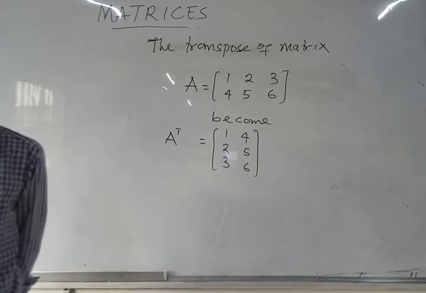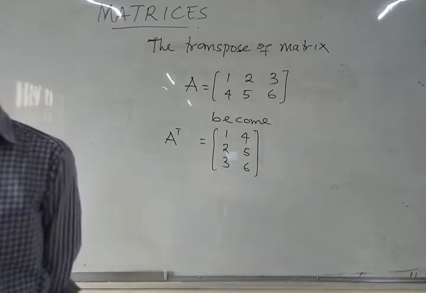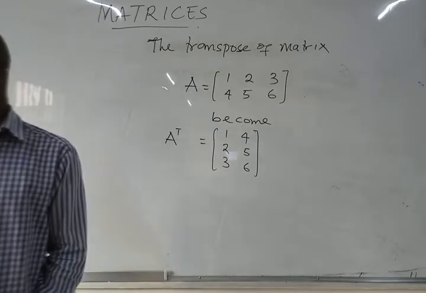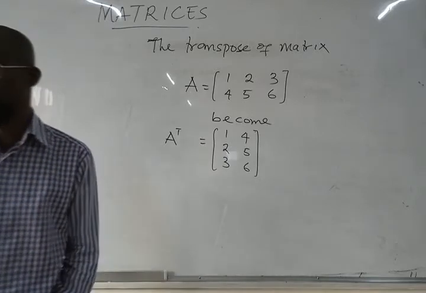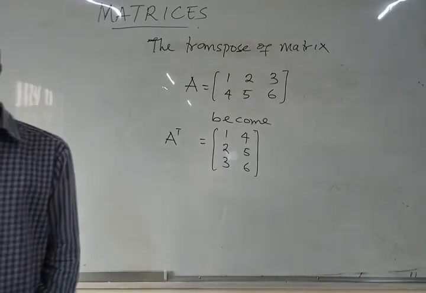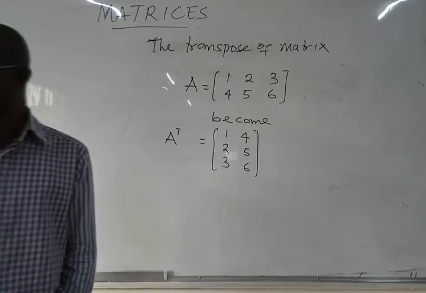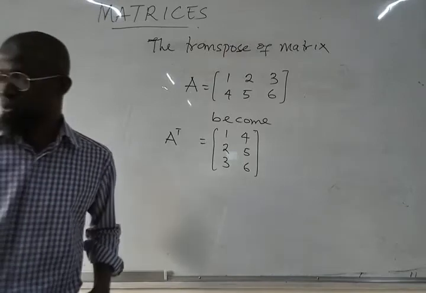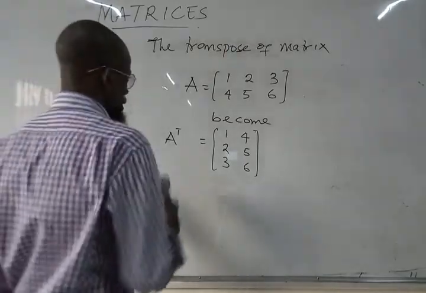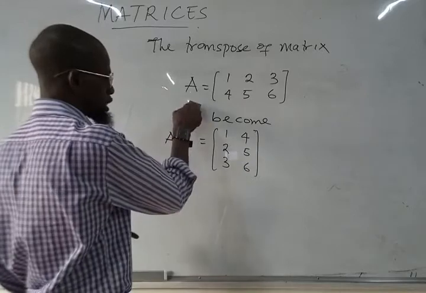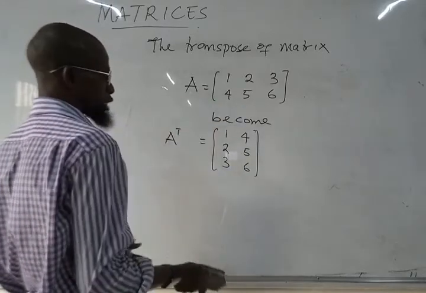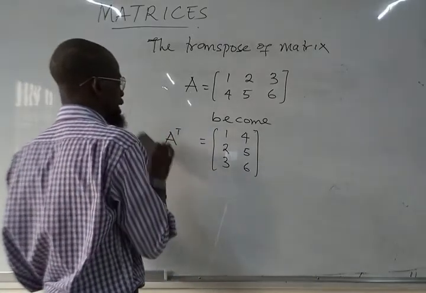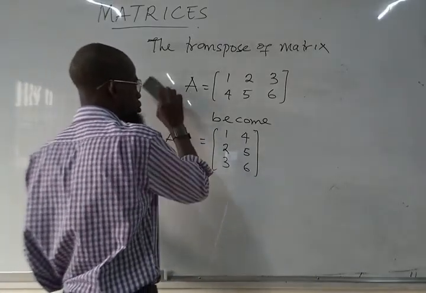They are not equal since the matrices are of different sizes. If A is a square matrix, that is, an n by n matrix, then the transpose will also be n by n. You can see this is not a square matrix, that is why the transposes are not equal. But if the matrix is a square matrix, they will have the same size.